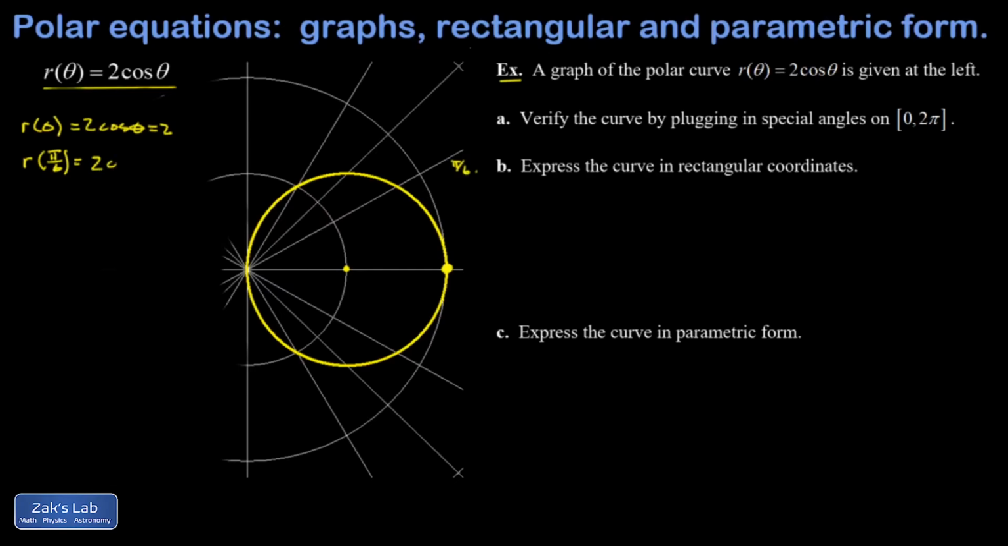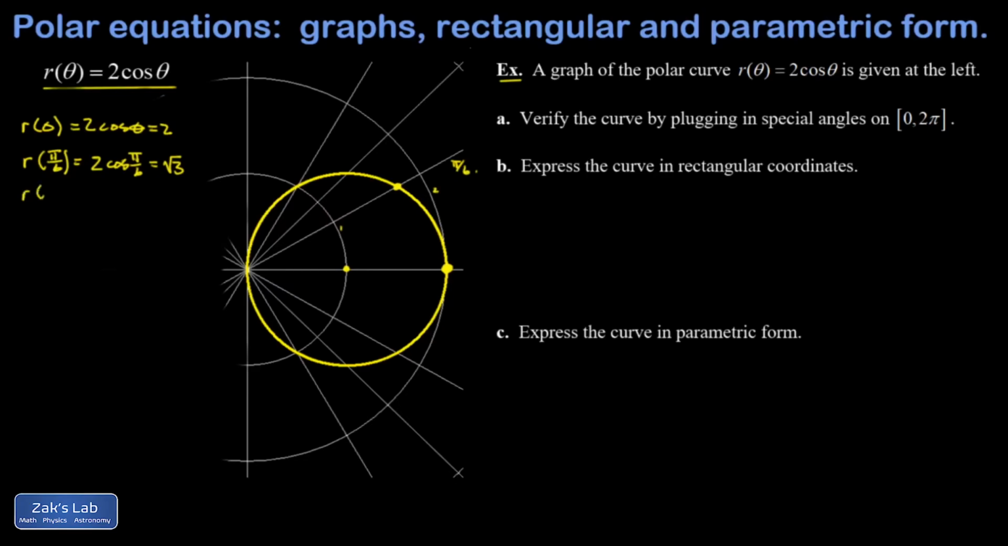I get twice the cosine of pi over 6, and the cosine of pi over 6 is root 3 over 2, so I end up with root 3. Square root of 3 is something like 1.73. Is it plausible that that point is correct? It looks pretty good, because this circle is 1, this circle is a radius of 2.